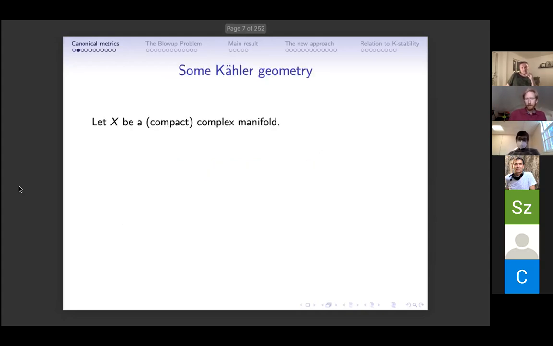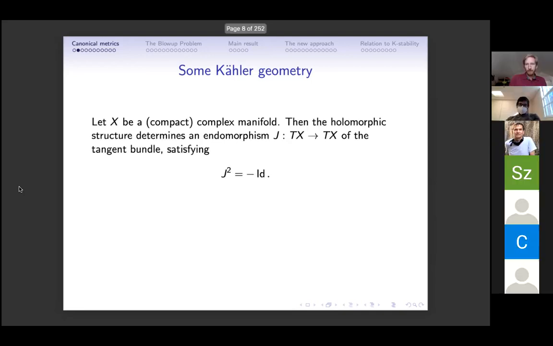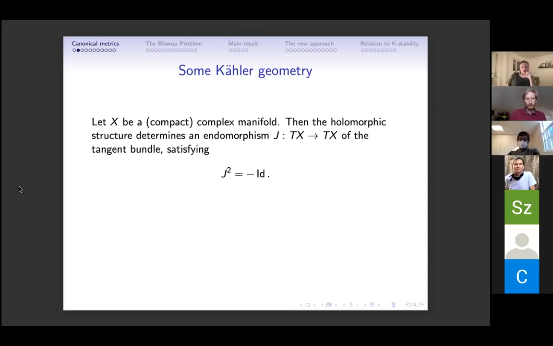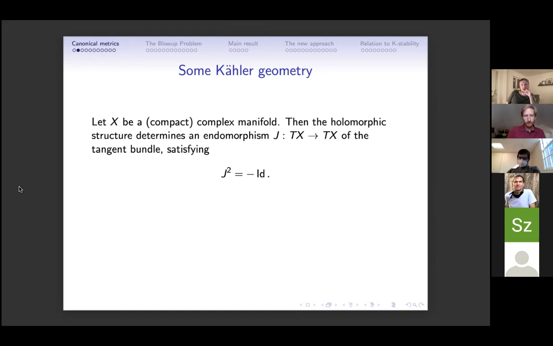So throughout, X is going to be a compact complex manifold. And so we have a holomorphic structure, and that can be encoded in an endomorphism of the tangent bundle, which satisfies that J squared is minus the identity. So this is really coming from multiplying by i infinitesimally. So we have this endomorphism called the almost complex structure.